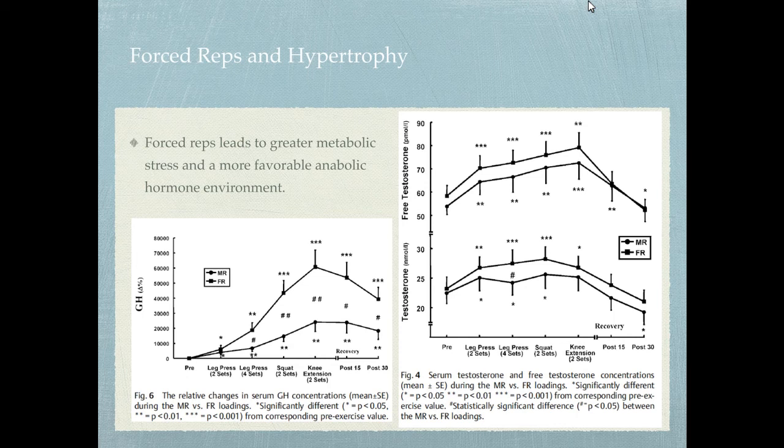For MR, you're looking at growth hormone, which may not be the most anabolic hormone for muscle, but it is an indicator of high metabolic stress. If you look at the top group, that's the group that did forced reps. The bottom group just went to failure. And the forced reps cause a greater metabolic hormonal response. Free testosterone is higher in the maximal reps, as well as total testosterone.